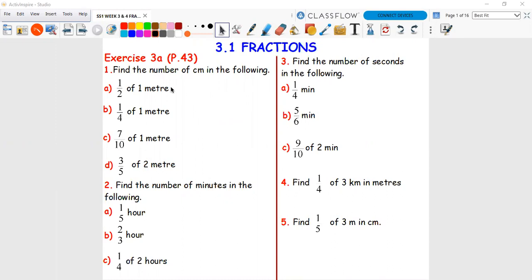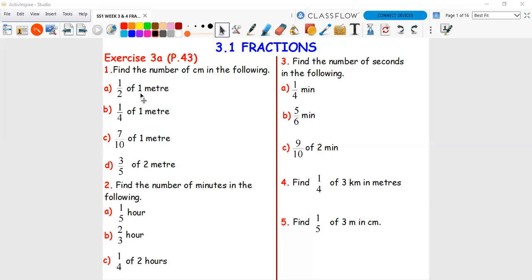So in this case, we are to find the number in centimeters of the following. We can convert. 100 centimeters makes 1 meter. So half of a meter is just half of 100 centimeters. And because they say you should present your answer in centimeters, half of 1 meter, which is half of 100 centimeters, is equal to 50 centimeters.